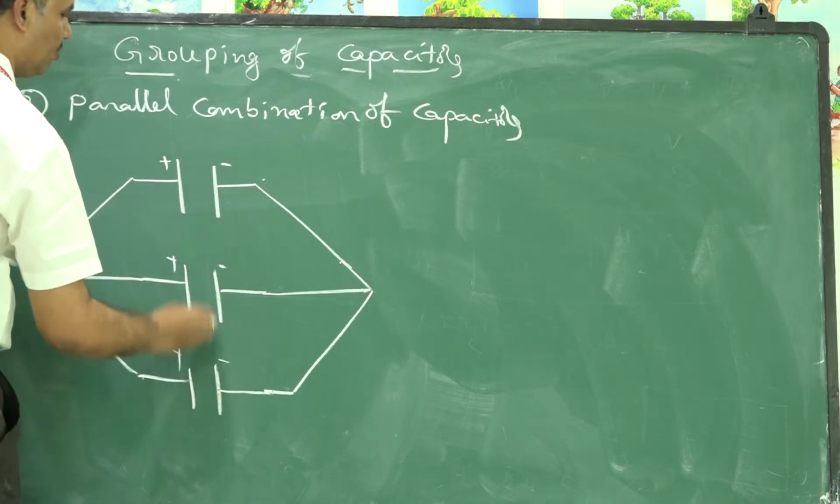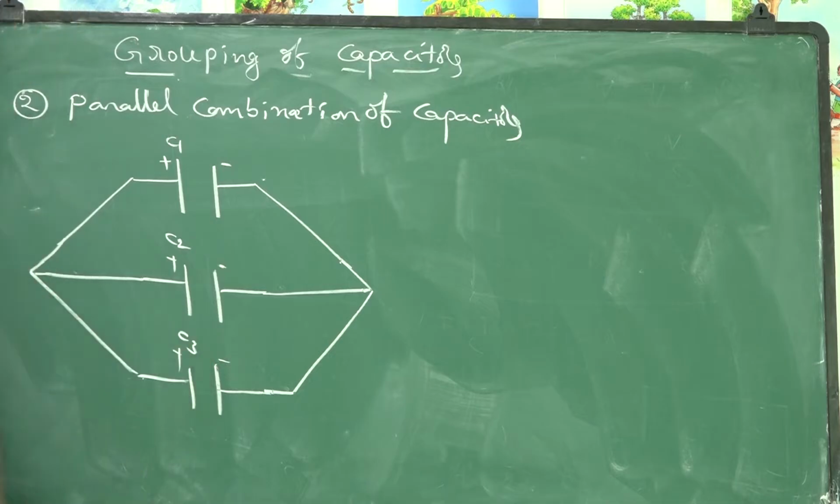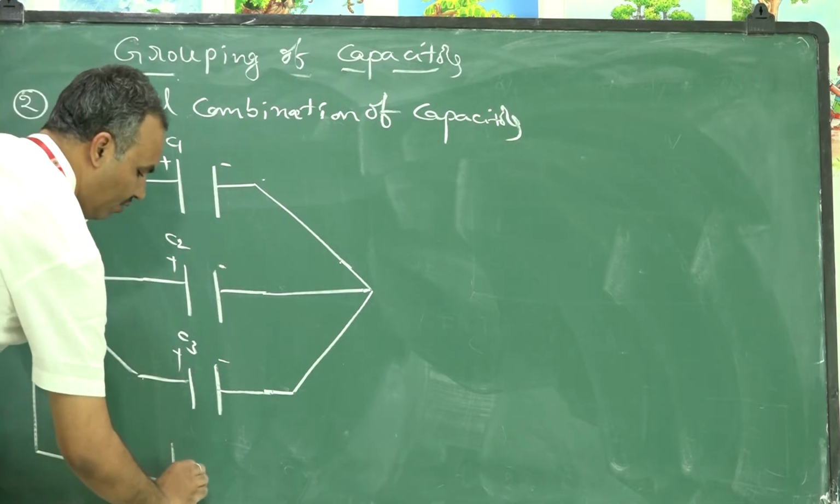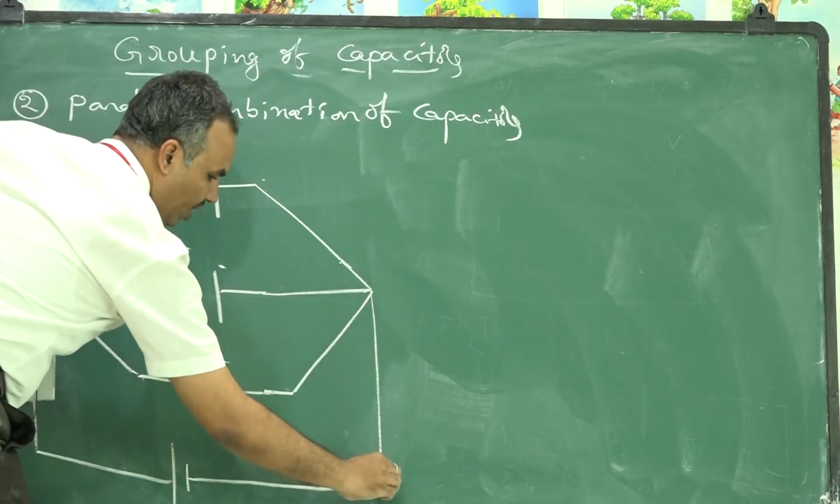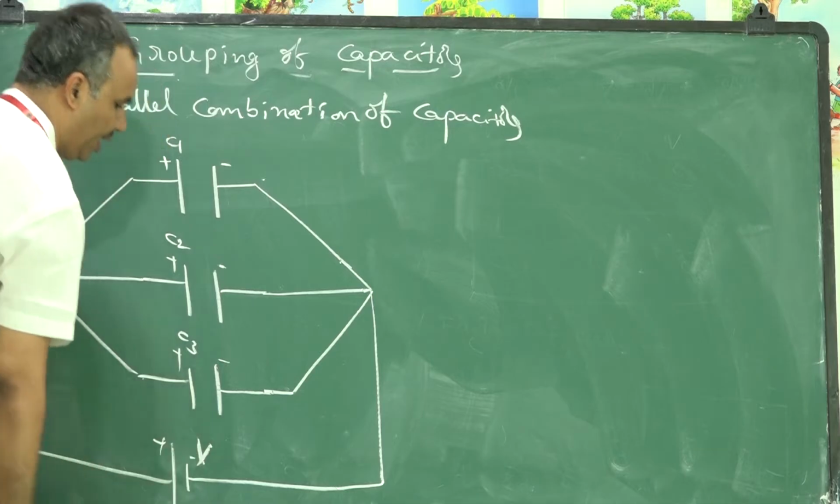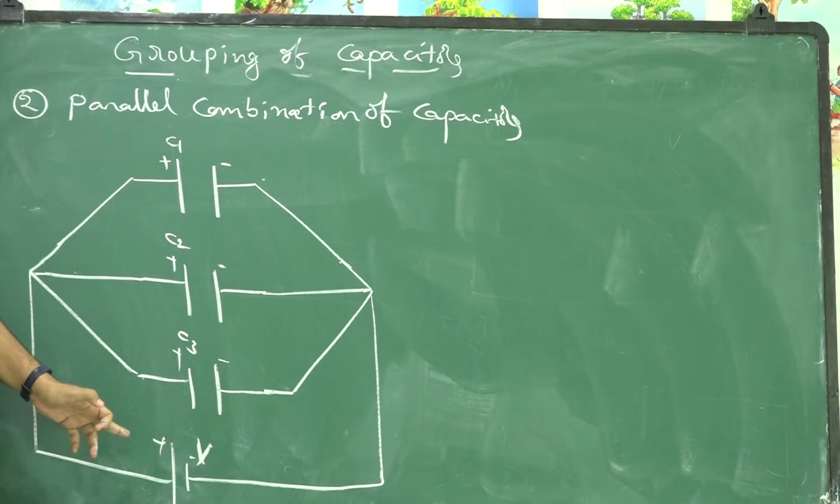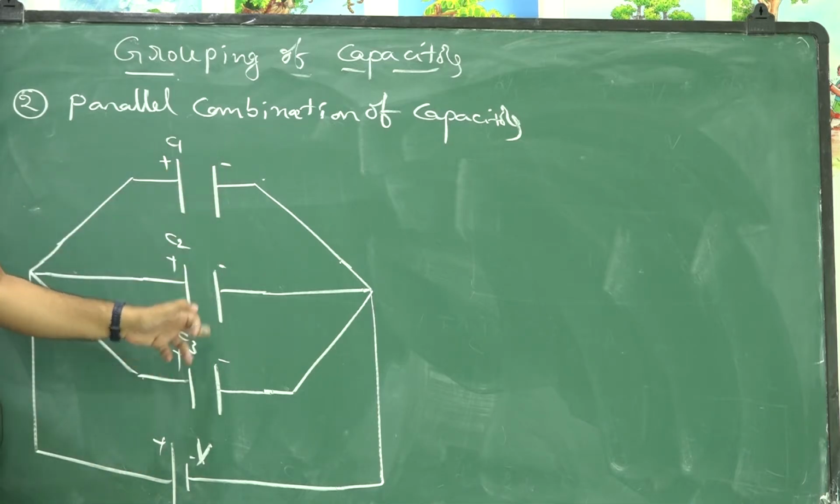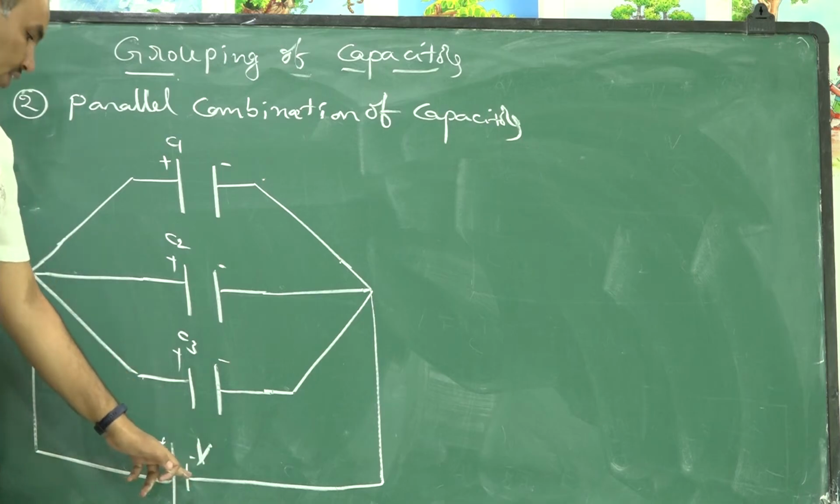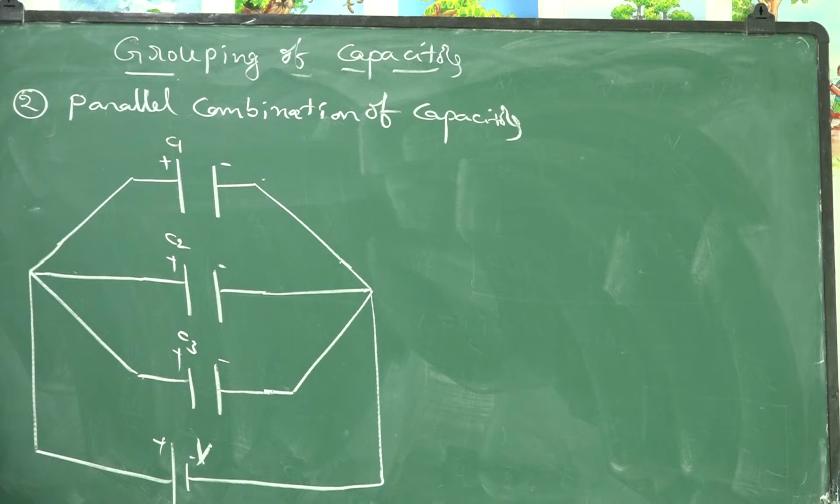This is the capacitance of first capacitor, capacitance of second capacitor, capacitance of third capacitor. They are connected to a cell of EMF V. V is the potential applied here, positive and negative. In such a combination, all positives are joined to the positive terminal of the battery. All the negative terminals of the capacitors are joined to the negative terminal of the battery. Such a combination is called parallel combination.